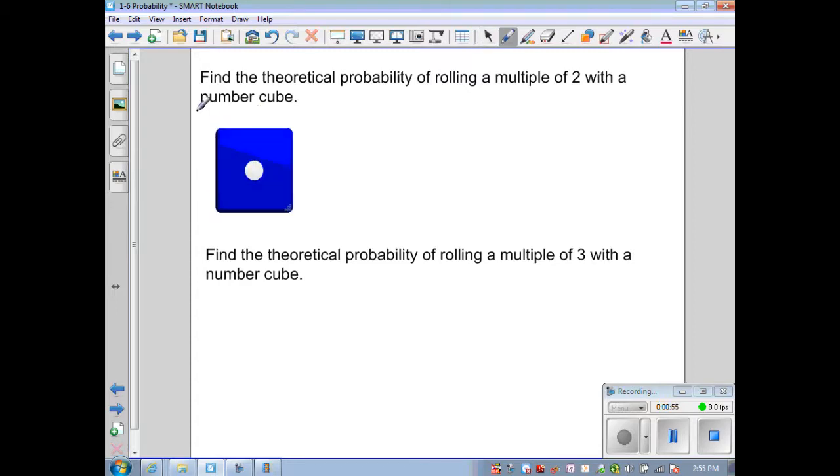What they're asking for is a multiple of 2. Well, on a die, how many ways can you get a multiple of 2? That would be 6, 4, and 2. So there are 3 ways to get a multiple of 2. 3 different outcomes when you roll this dice will get me a multiple of 2. How many total outcomes are possible? Well, there are 6.